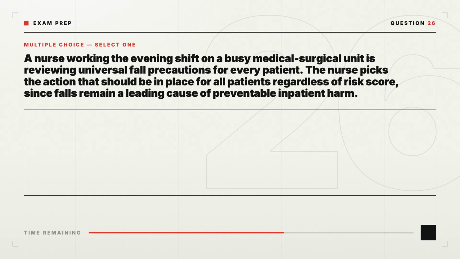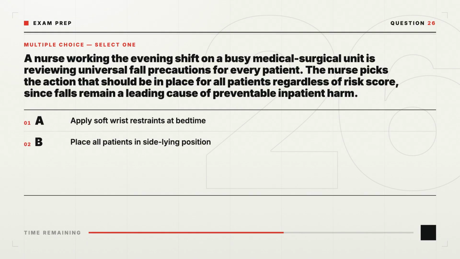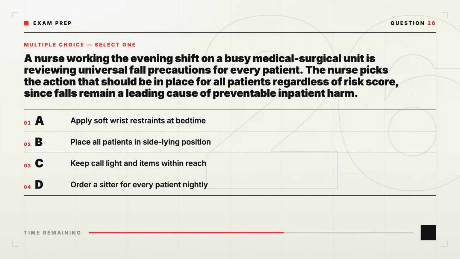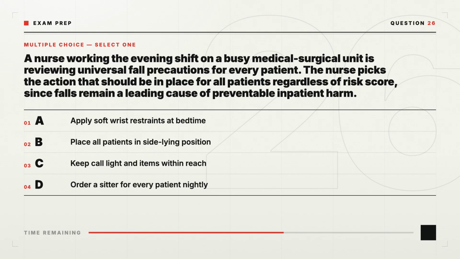Your options are: A. Apply soft wrist restraints at bedtime. B. Place all patients in side-lying position. C. Keep call light and items within reach. D. Order a sitter for every patient nightly. Take a second. Which answer would you pick?